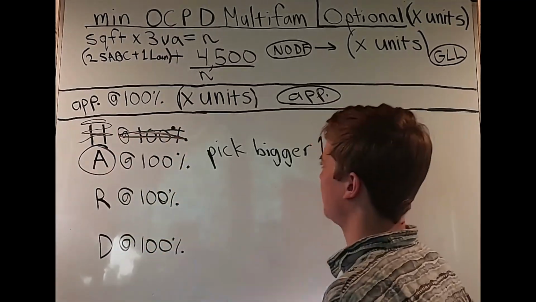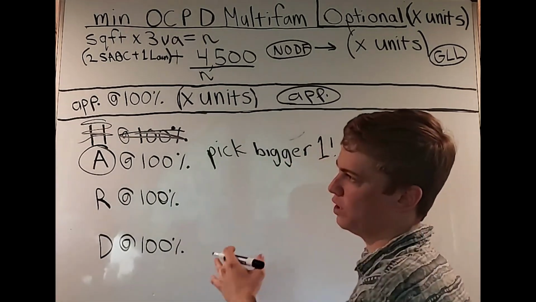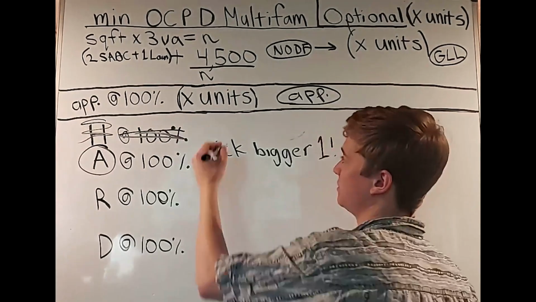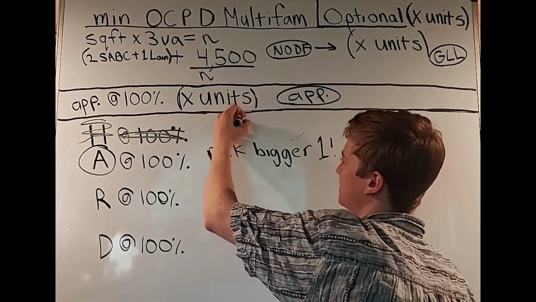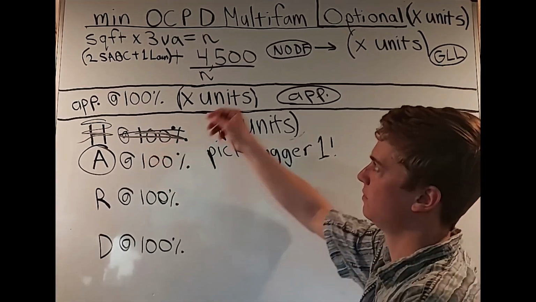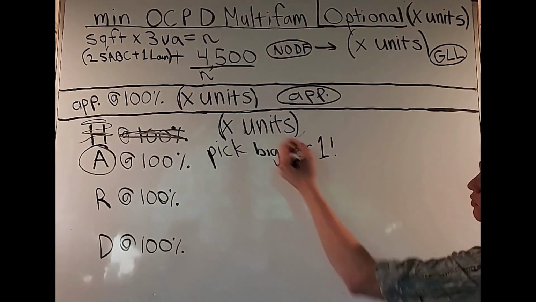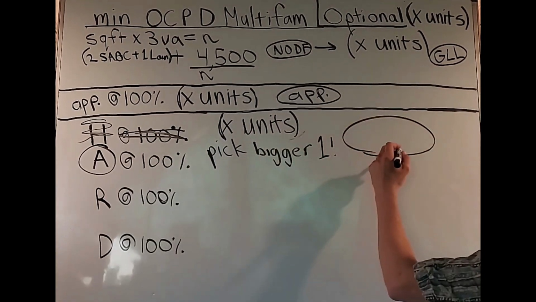Just like always, after we pick the bigger one, I'm going to get that total number. Okay, after we pick the bigger one, if we didn't already do this, we need to make sure that we're multiplying by the amount of units that we have, because that's going to give us the actual total demanded load for this multifamily dwelling. Once we get our total number, we're going to circle it so it's very visible, and then we're going to label it.